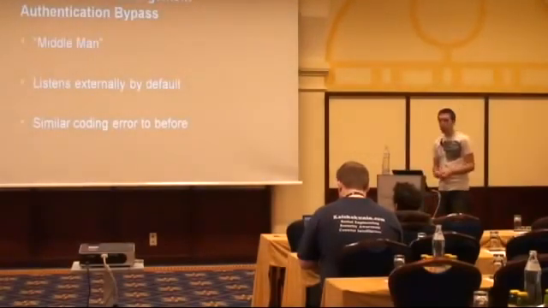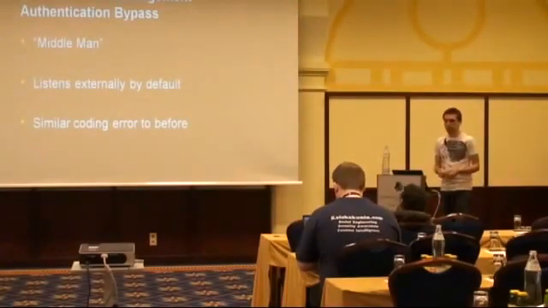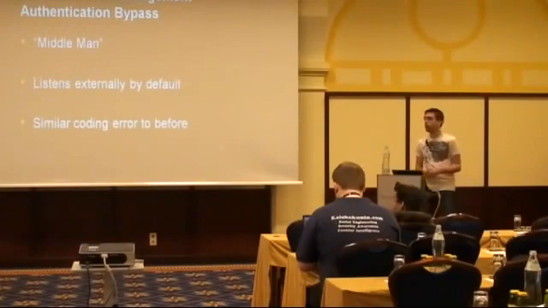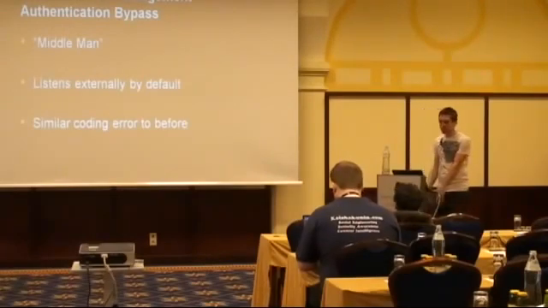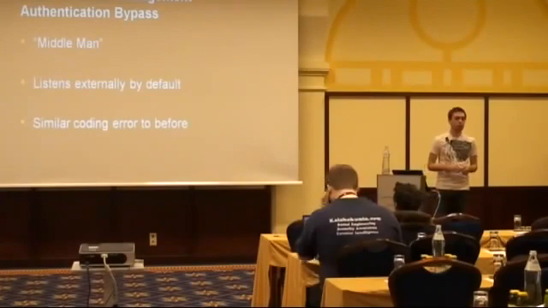Okay, moving on. Another new vulnerability. There's a service known as the DB management service, which runs on port 505 on the deployment server. So now we're moving on to attacks against the deployment server itself. It's known as a middleman. It listens externally by default, and there was a similar coding error in this.